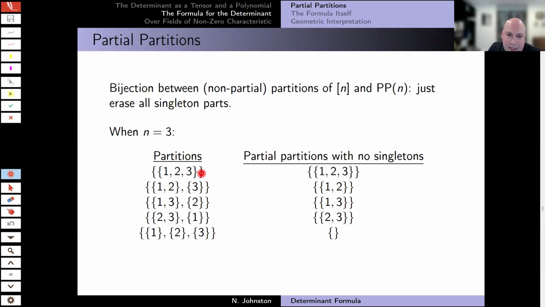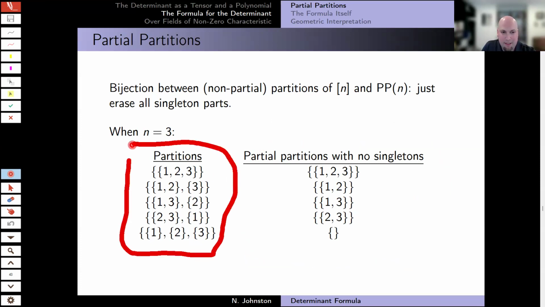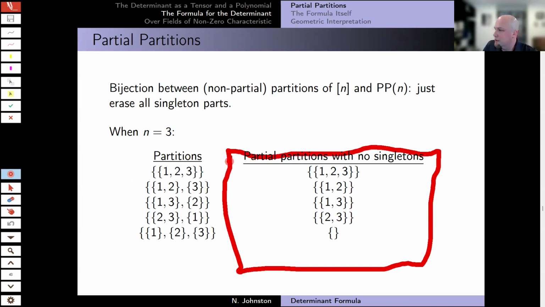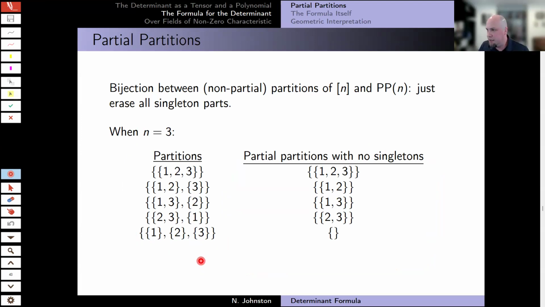The way that it works is, if I write down all the partitions and then erase all the singletons that I see, so I erase the set containing just 3, just 2, just 1, then I get exactly the set of all the partial partitions with no singletons. And that is a bijection. This tells me right away how many partial partitions with no singletons there are, because it's a well-known counting fact that the number of partitions is the nth Bell number. So that's where this tensor rank bound is going to come from. We're going to be summing over these objects over here on the right, and how many of them are there? The same number as the partitions, which is the nth Bell number.